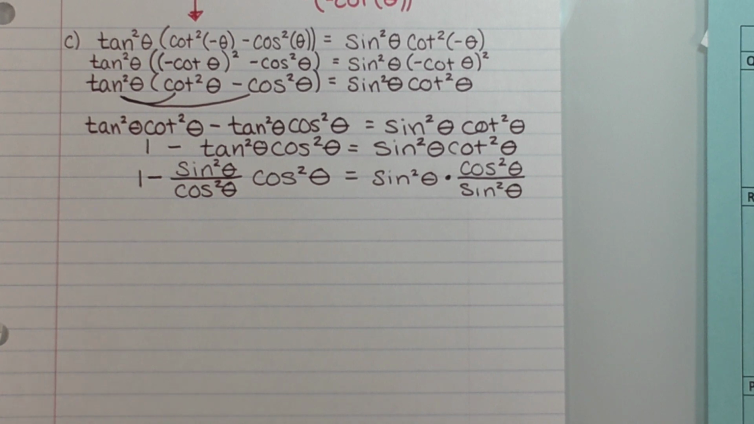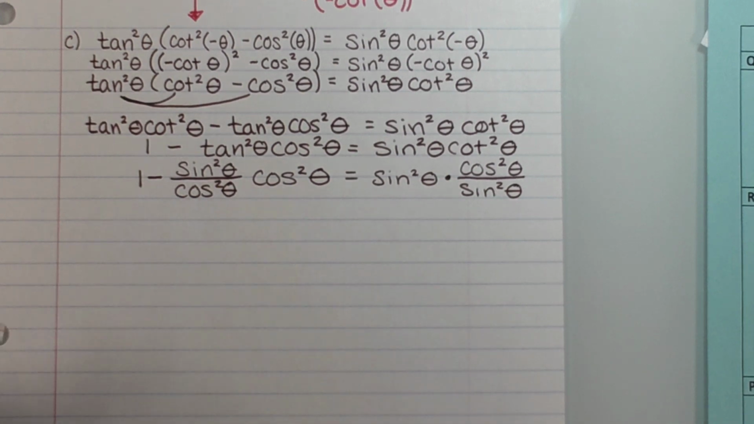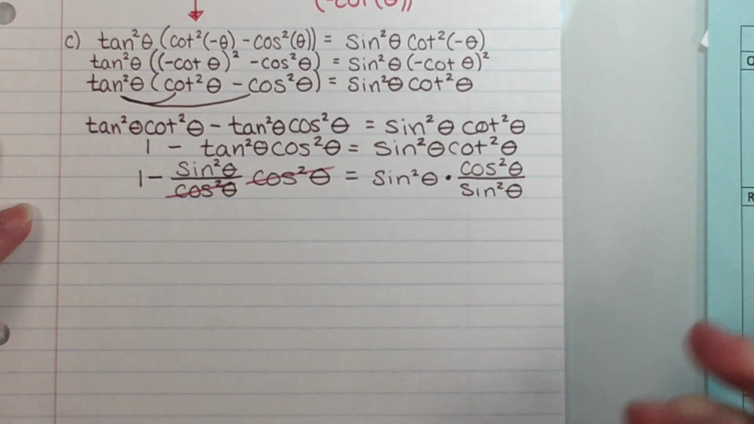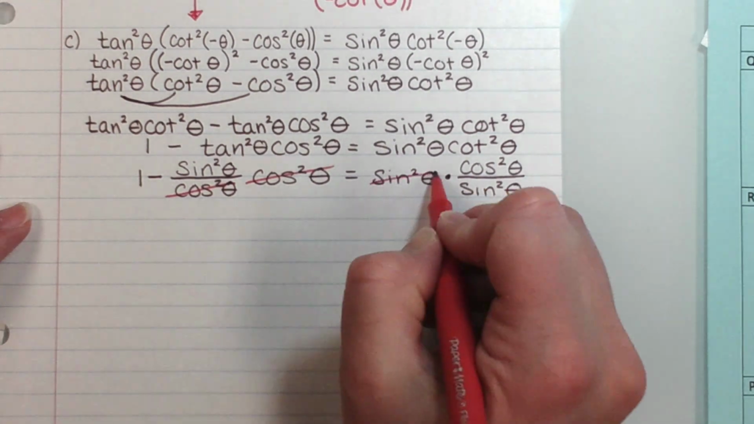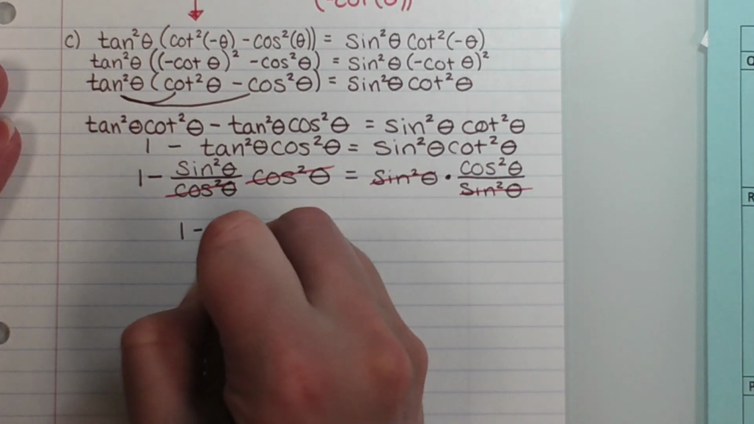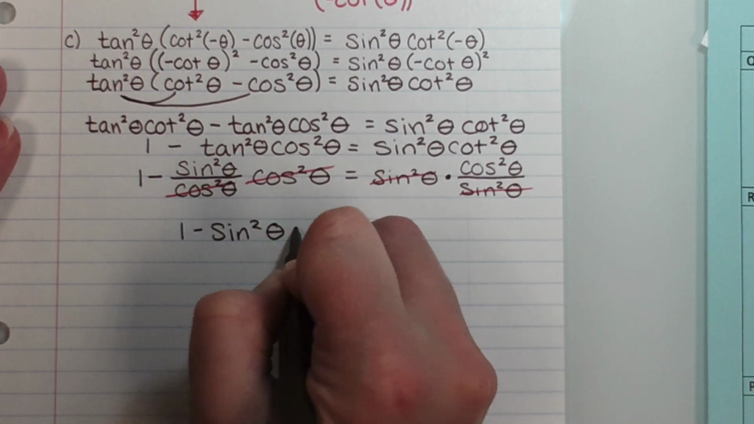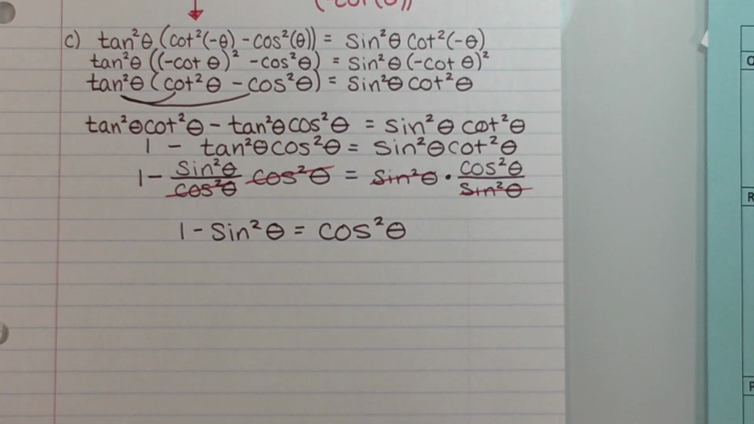See anything? You can cancel some things. This is technically cosine over 1. When I multiply these, the cosine squareds are going to cancel. This is technically sine squared over 1. When I multiply these, the sine squareds are going to cancel. 1 minus sine squared theta is equal to cosine squared theta. It's a modified Pythagorean identity. It's one we've done a lot.